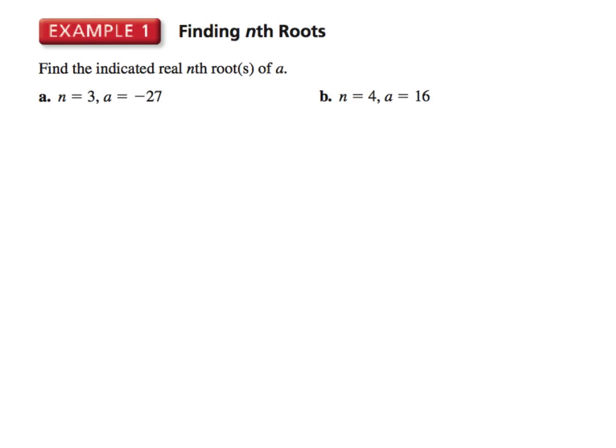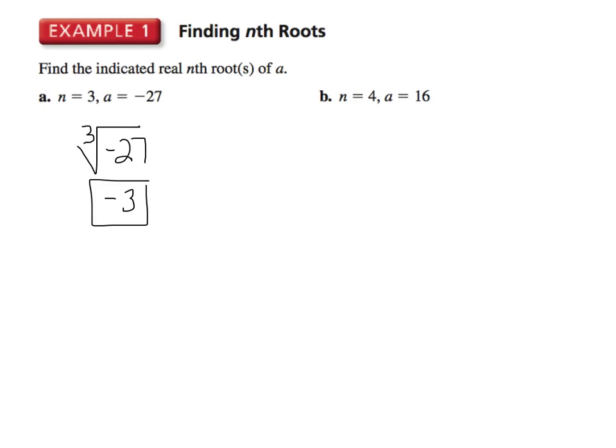So example number 1, find the indicated real nth roots of a. So we just write them in as the nth root of a. So the third root, or the cubed root, sometimes called the third root, of negative 27. What number times itself 3 times gives you negative 27? Now, that would give you what? Negative 3. That's it.